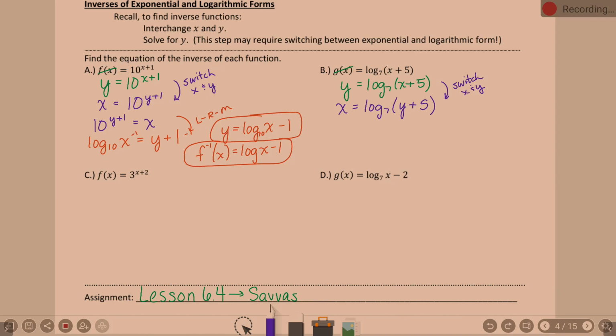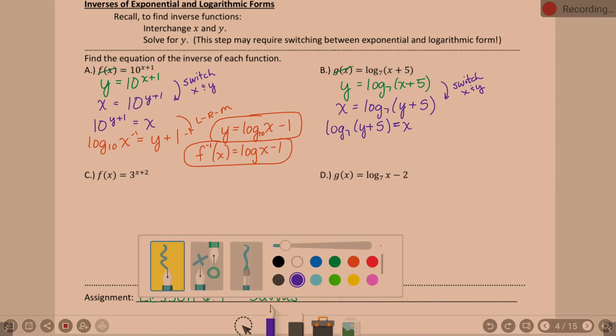I'm ready to talk about those 3 words now. Left, right, middle. Left, right, middle. Okay. Now, if you want, go ahead and first of all make it log base 7 of y plus 5 equals x. Again, not saying you have to, but that puts my log on the left, which is what I need to do: left, right, middle.